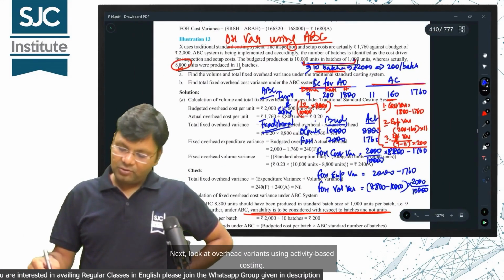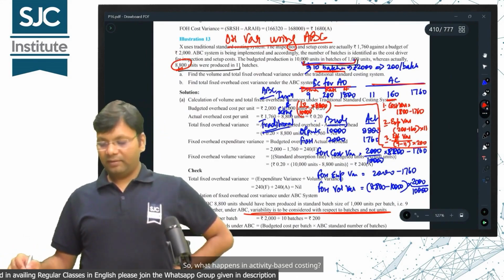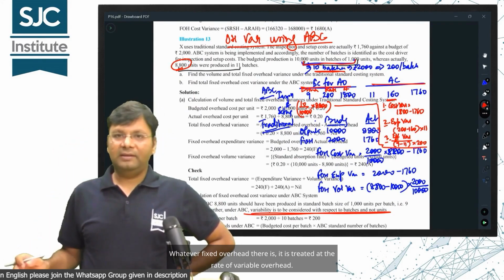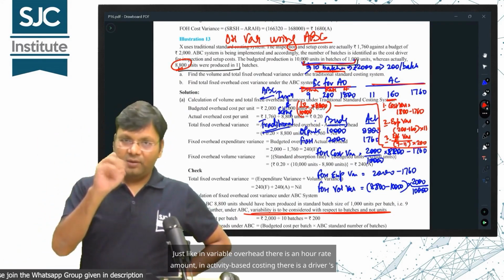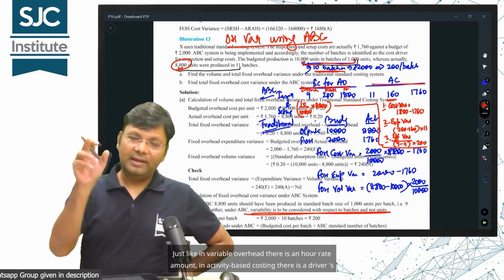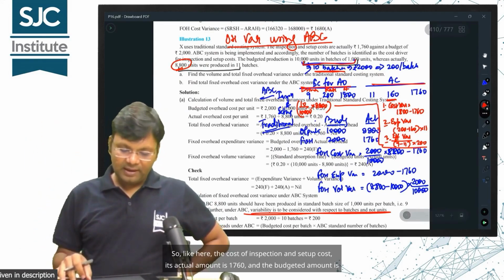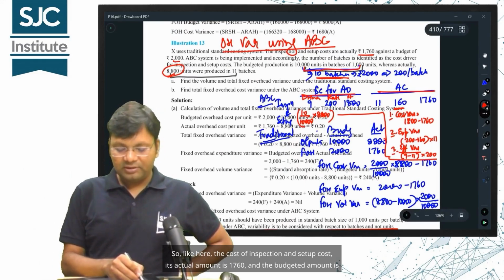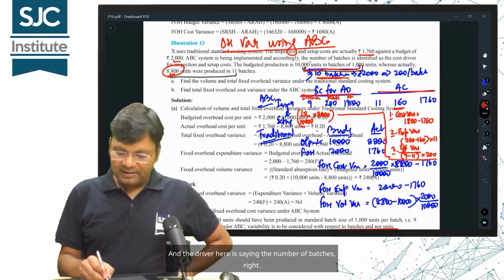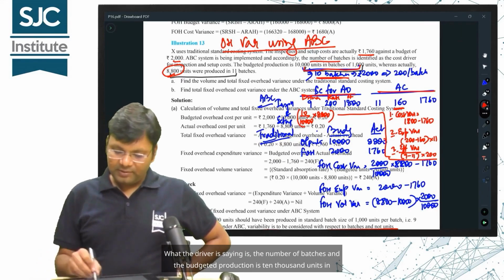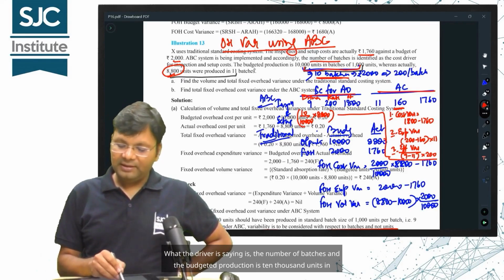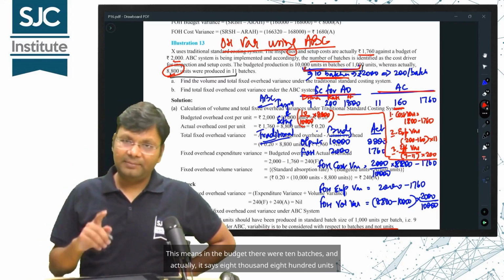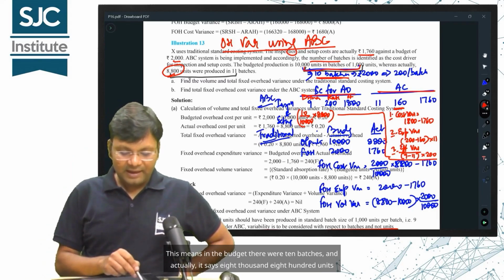Next, look at overhead variance using activity-based costing. What happens in activity-based costing? Whatever fixed overhead there is, it is treated at the rate of variable overhead. Just like in variable overhead there is a rate and amount, in activity-based costing there is a driver's rate and amount. Here, the cost of inspection and setup cost has an actual amount of 1760 and a budgeted amount of 2000. The driver is the number of batches. The budgeted production is 10,000 units in batches of 1,000 units each. This means in the budget there were 10 batches, and actually 8,800 units were made in 11 batches.